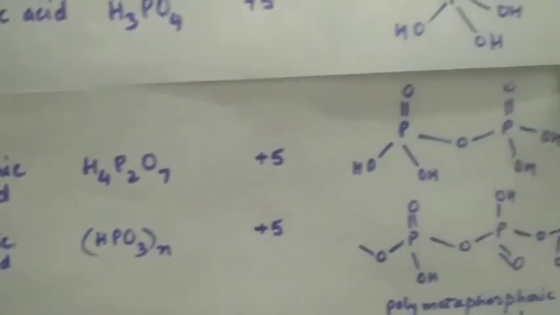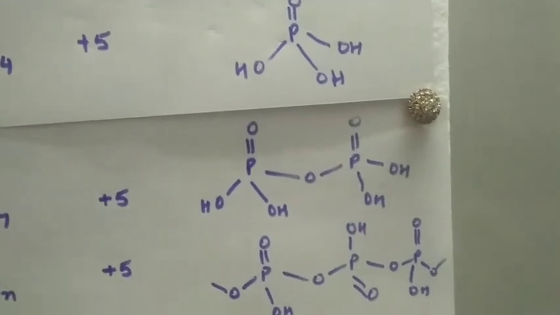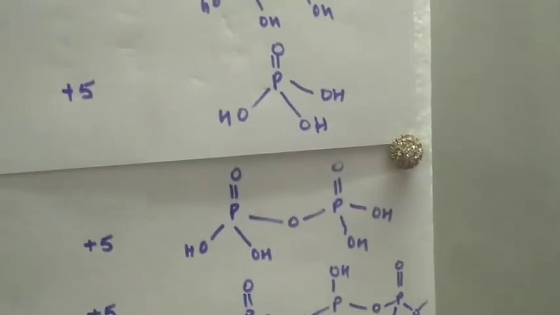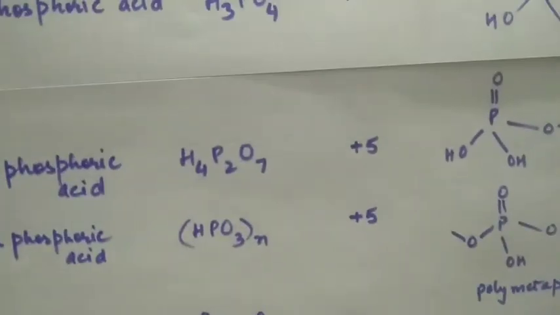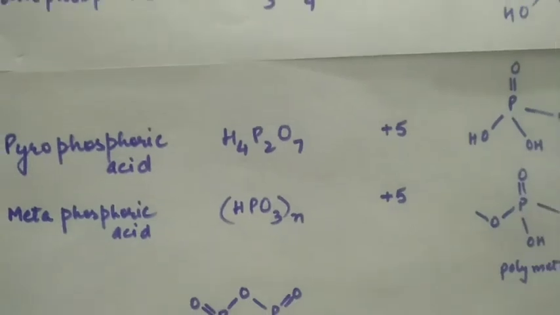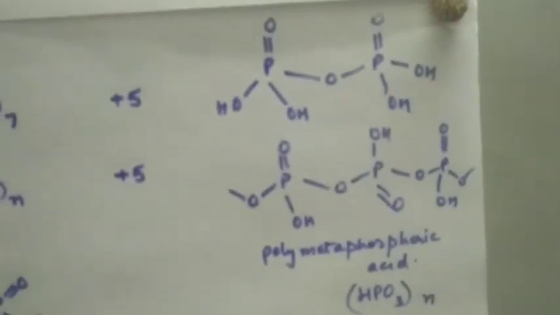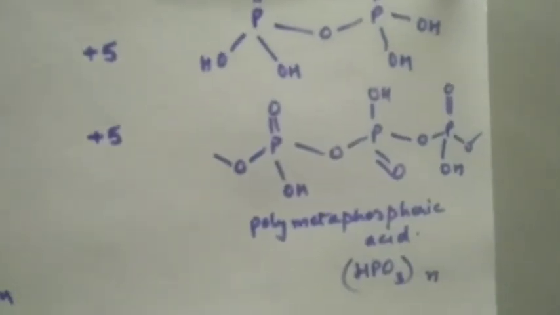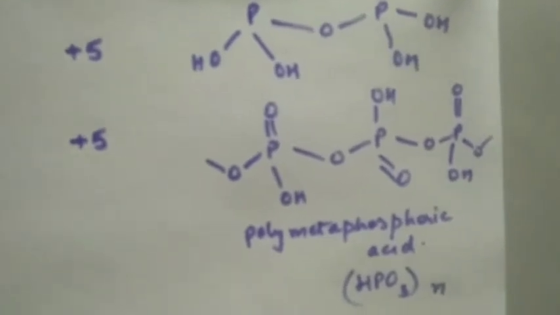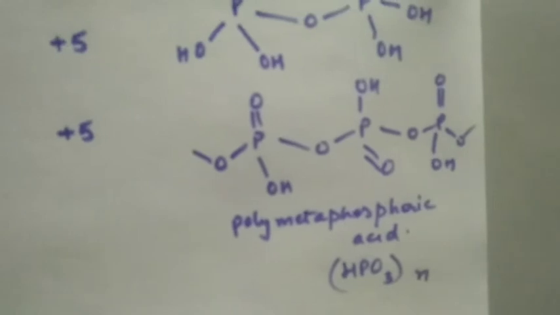Pyrophosphoric acid, H4P2O7, is formed by heating two phosphoric acid molecules. With the elimination of water molecule, the dimer is formed. Oxidation state is +5. Metaphosphoric acid exists as a polymer. It may exist in a cyclic form or in a linear polymer form. Each individual unit contains one ionizable hydroxide bond, so it's monobasic in nature.